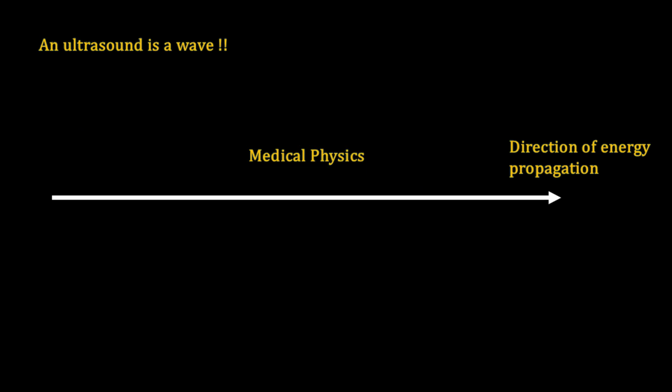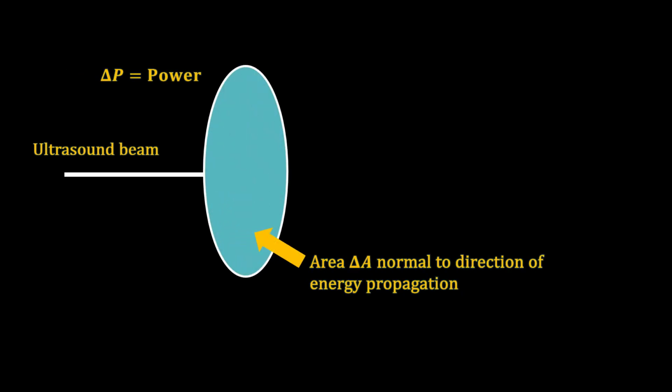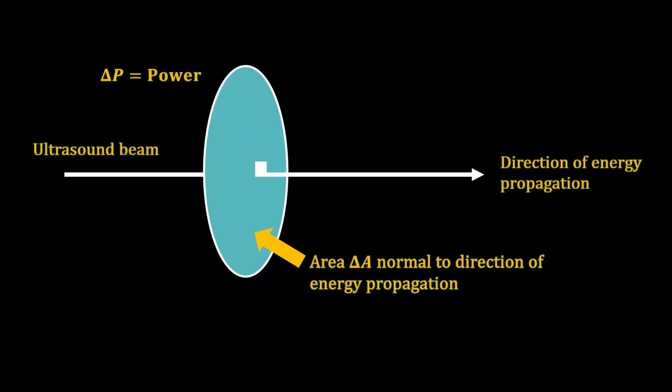However, in medical physics, an ultrasound can simply be represented by a line with a direction to indicate the direction of energy propagation. A single line with an arrow is enough to represent a beam of ultrasound and the direction in which it is propagating. When an ultrasound wave is traveling, the power passing unit area normal to the direction of energy propagation is called the intensity of the wave.